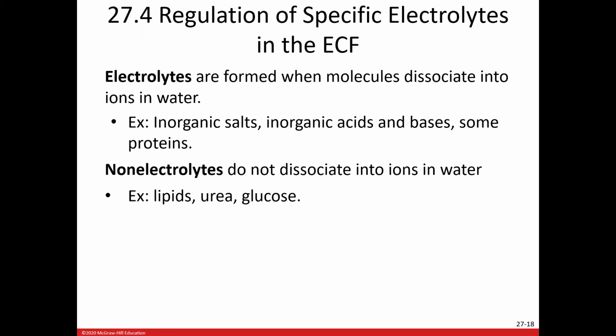So examples you have are your inorganic salts, something like sodium chloride, for example, breaks down into the positive sodium cation and the negative chloride anion. You'll also have lots of inorganic acids and bases, which we'll talk about in a second, and then some proteins can dissociate as well. Then you have your non-electrolytes, which, as the name suggests, don't dissociate in water, meaning that they don't break into their ionic components. Examples are your lipids, so your fats, your urea, and then your carbohydrates like glucose.